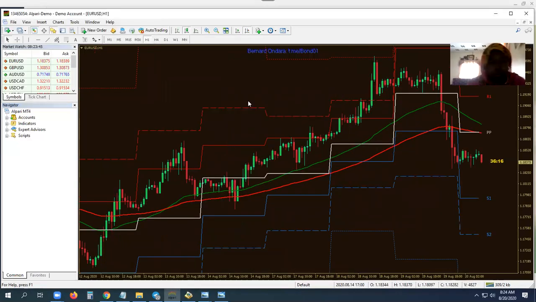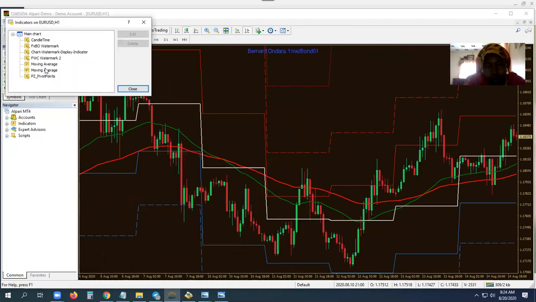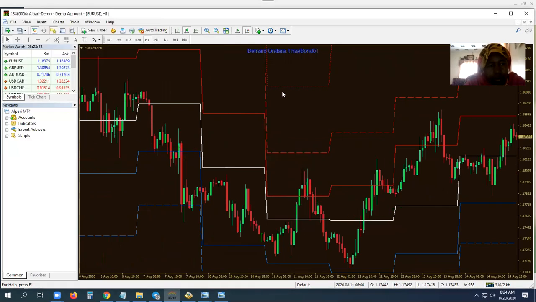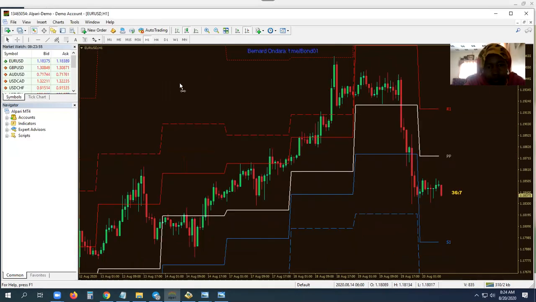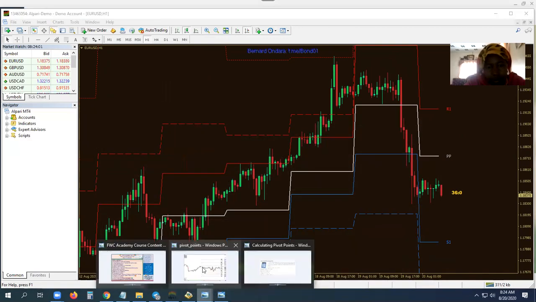Now, number one, let me first remove my moving averages so they're not confused. The way this one is drawing the lines, it is using the daily charts. Look at this.